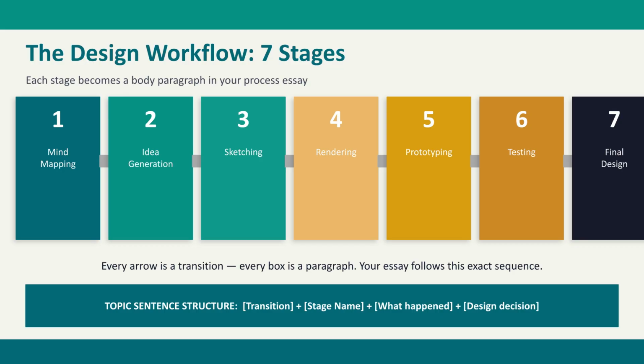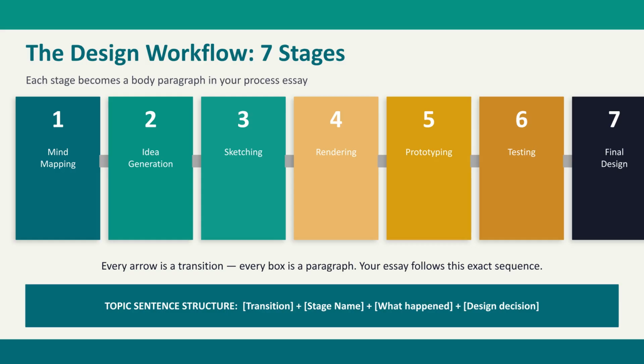Stage 2. Idea generation. Here you've moved from free association to focused development. You're narrowing down, researching, choosing directions. Your paragraph explains why you selected certain ideas over others. Stage 3. Sketching. Pencil to paper. 30 thumbnails, 50 thumbnails, whatever it takes. Your paragraph describes the visual decisions being made at this stage.